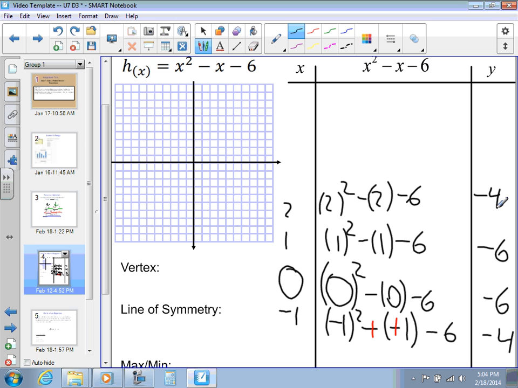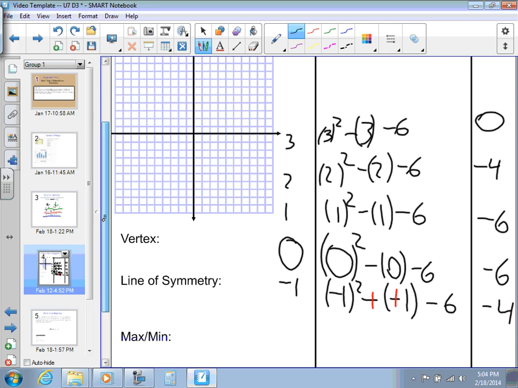Okay, let's put in 3. And so 3 squared minus 3 minus 6. 3 squared is 9. 9 minus 3 is 6. 6 minus 6 is 0.